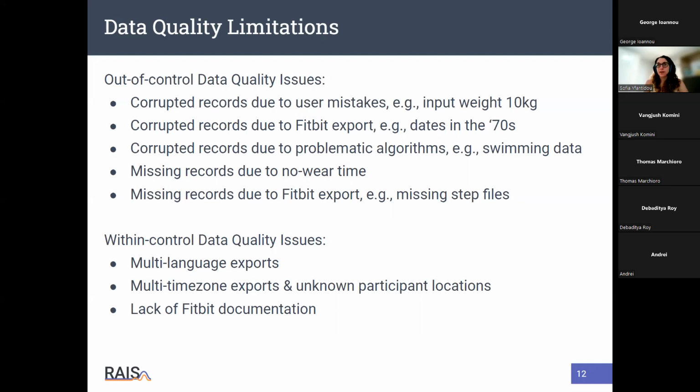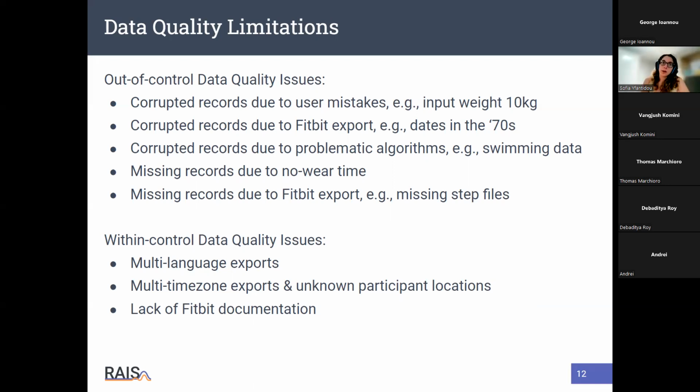For example, we had users who reported a very wrong weight, for example, 10 kg. This does not only affect their weight, but it also affects other modalities in the Fitbit dataset. For example, the weight affects how the calories are calculated. So let's say if you have a wrong input from the user, that affects other modalities as well.